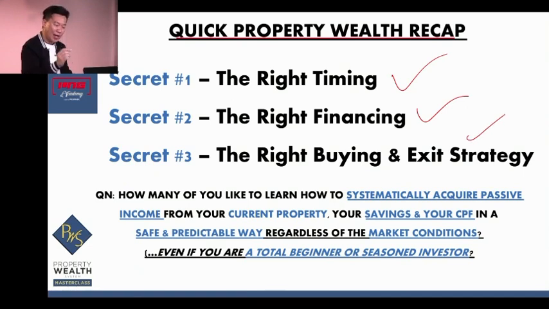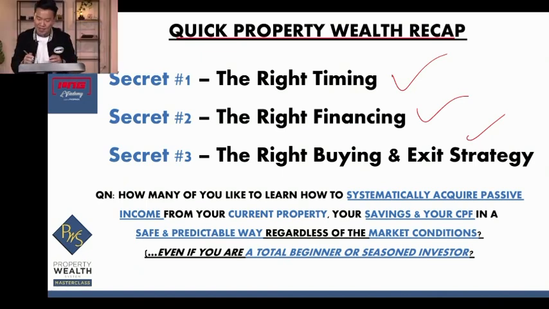How many of you would really like to learn how to systematically get higher returns for your current property, savings and CPF in a safe and predictable manner? Type yes if you would like to learn how, in a systematic manner, to get higher returns for your current property and your savings and CPF in a safe and predictable way. Most importantly, no speculation. Type yes. Thank you so much, Daniel. Thank you so much, Derek. Thank you so much to Florence, and thank you so much.